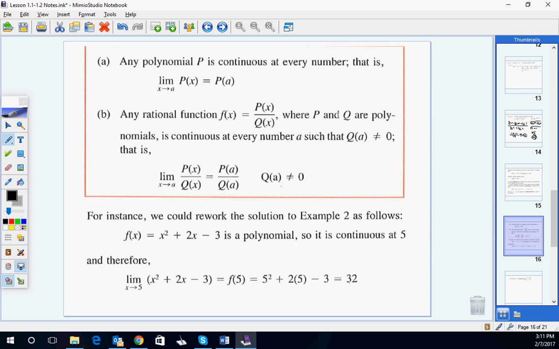So, for instance, we can rework the solution to example 2 as follows, and we would get the same thing of 32, because it's continuous at 5. We have no problems. It's continuous there. Okay, we will stop there.